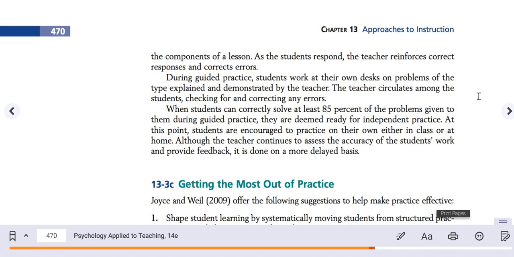During guided practice, students work at their own desks on problems of the type explained and demonstrated by the teacher. The teacher circulates among the students, checking for and correcting any errors. When students can correctly solve at least 85% of the problems given to them during guided practice, they are deemed ready for independent practice. At this point, students are encouraged to practice on their own either in class or at home. Although the teacher continues to assess the accuracy of the student's work and provide feedback, it is done on a more delayed basis.